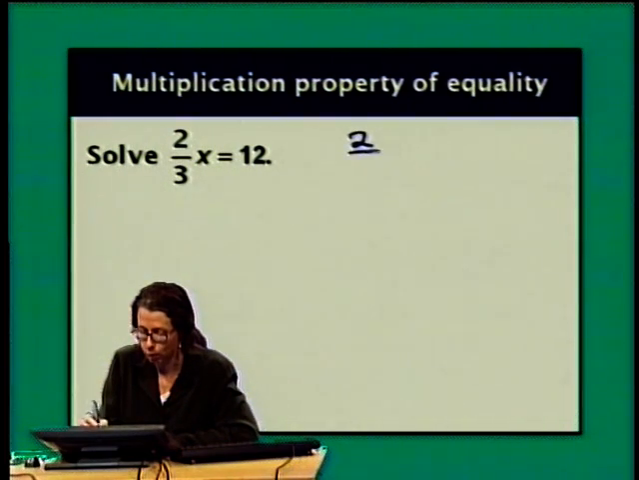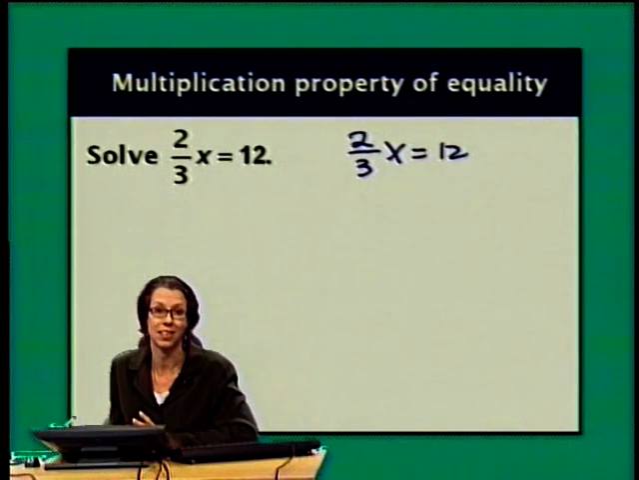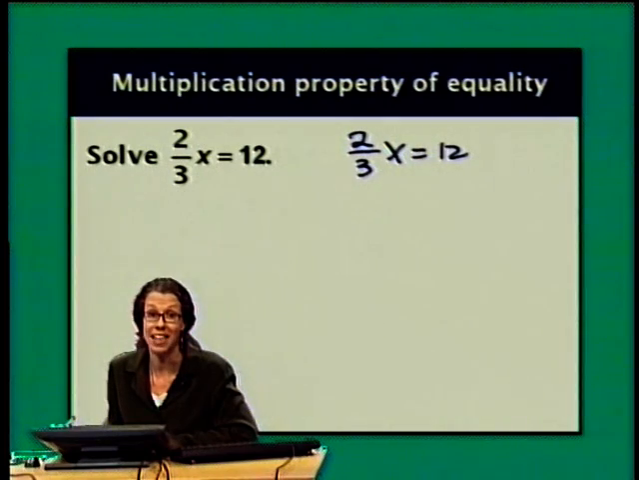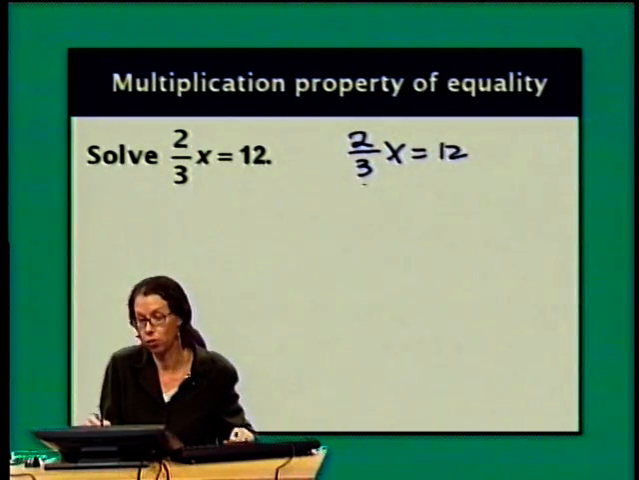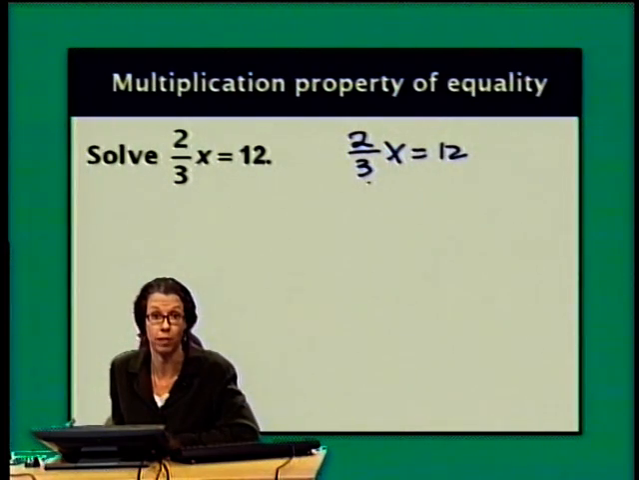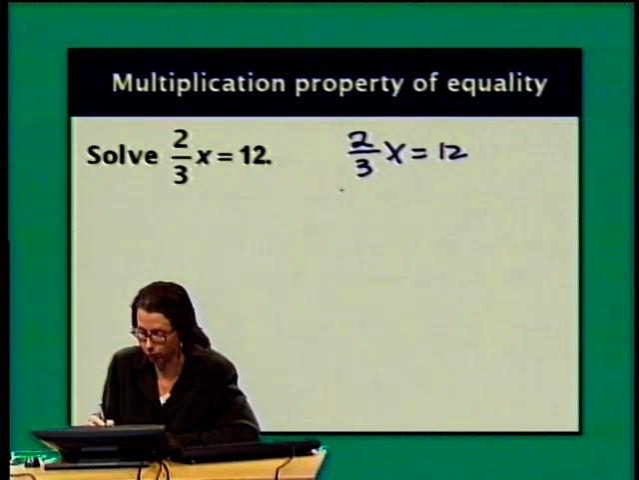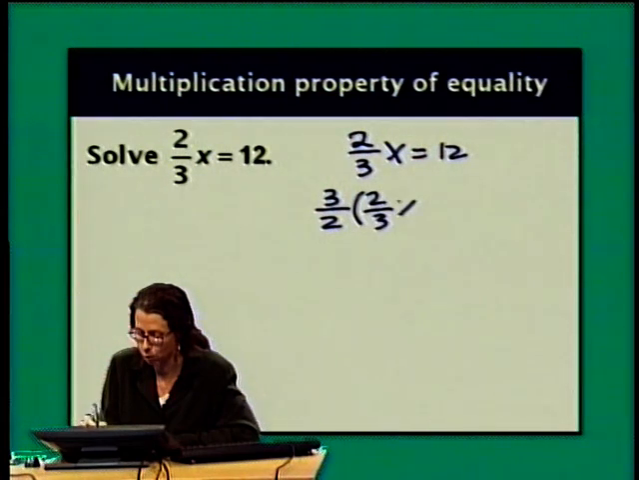So we have the equation 2/3 x equals 12. Our goal is still the same. We want an equivalent equation in the form x equals a constant. So I want to isolate x. Right now, the coefficient on x is 2/3. I want a coefficient of 1. So what can I multiply 2/3 by to get 1? The reciprocal of 2/3. So I'm going to multiply both sides of the equation by 3/2.